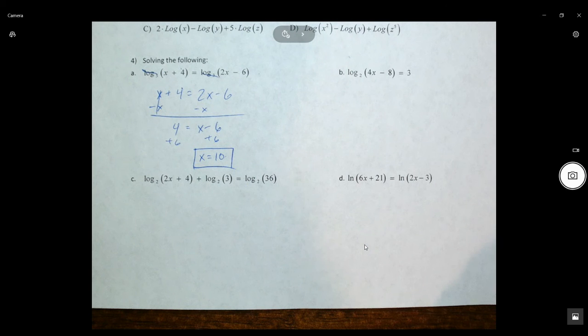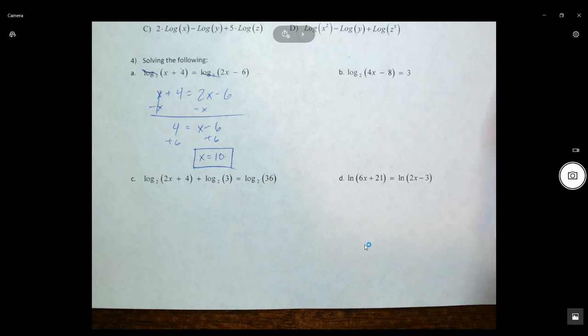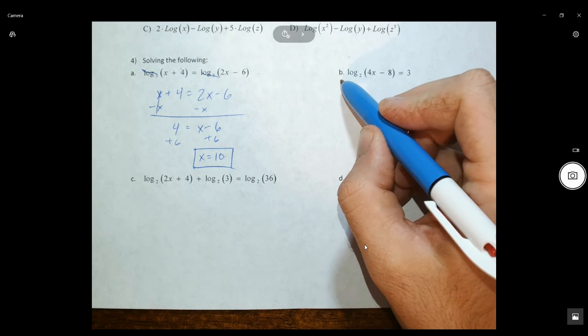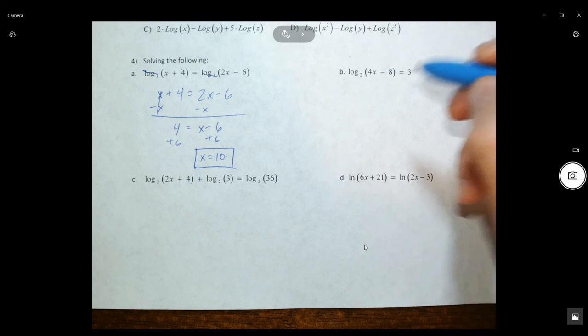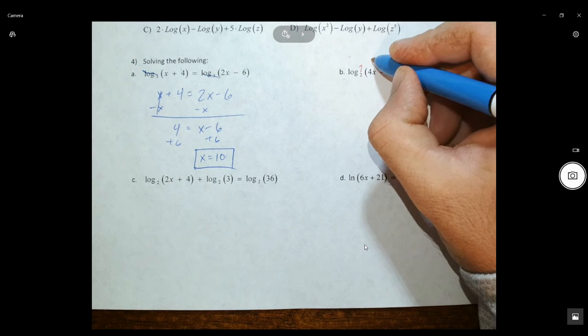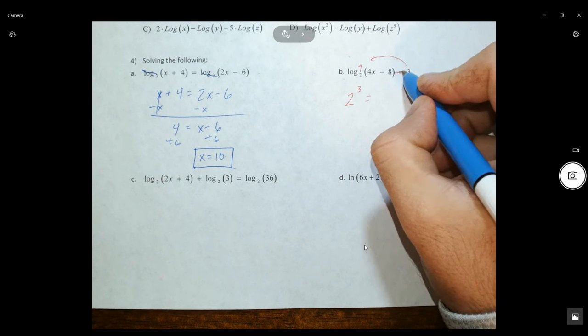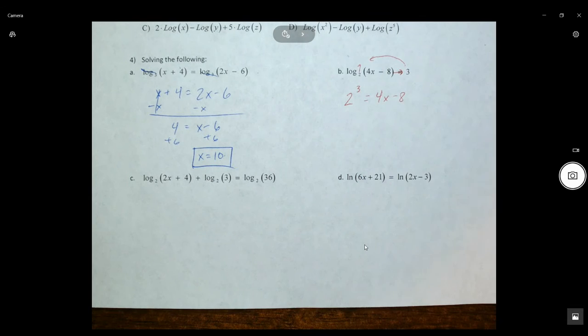All right, for letter B, notice there's a difference here. There's only one log. So when you get to this point, you have to either convert like we did in 1 and 2, or raise both of these sides up with a base of 2. I'm going to do converting. It's the same stuff we did in number 1 and number 2. You should kind of understand that by now. But when I convert, I raise the base and bring in 3 to be my exponent. So I'm going to have 2 to the third, and I'm going to kick out that 4x minus 8. That's my conversion here, from log to exponential form.